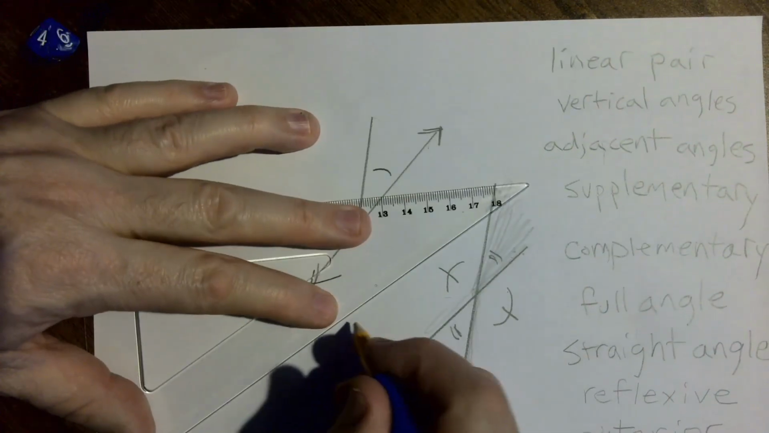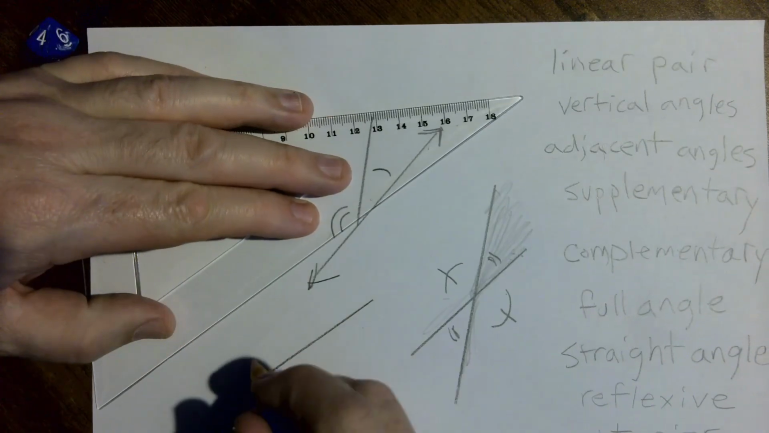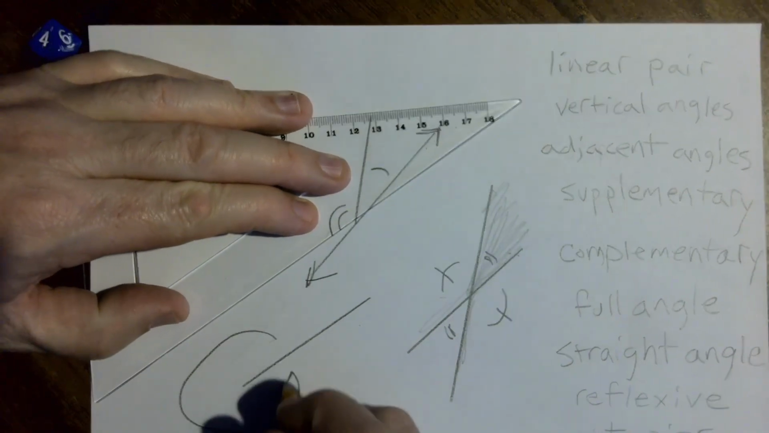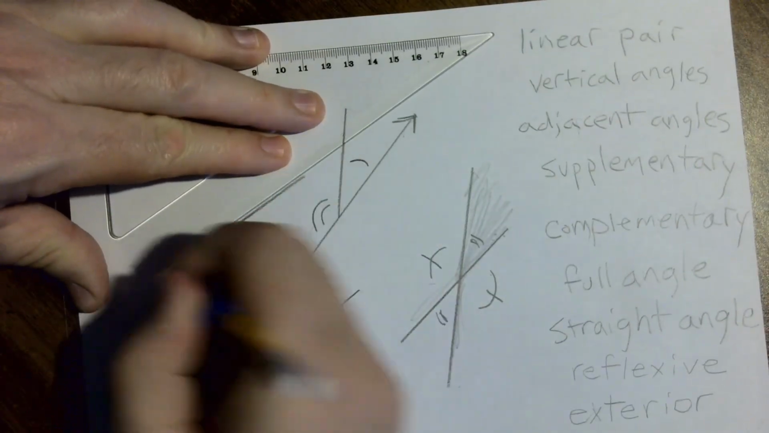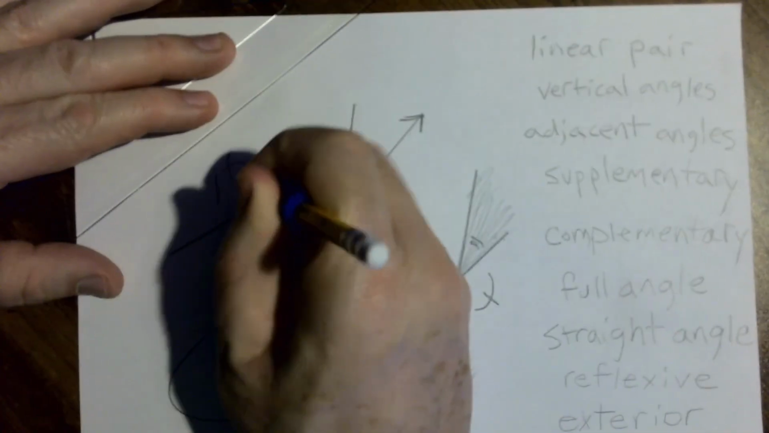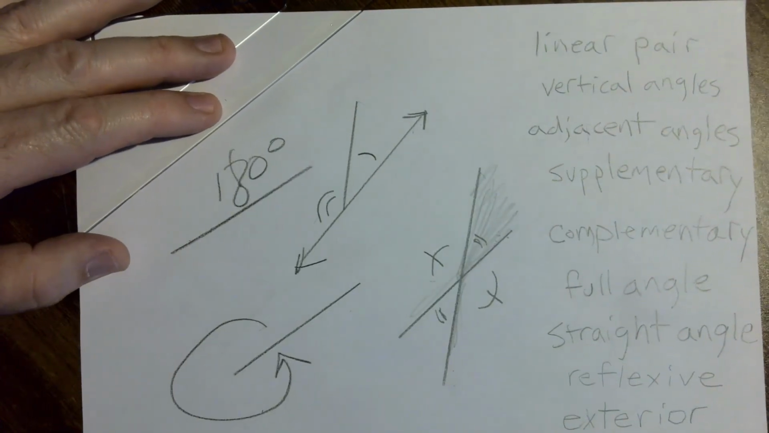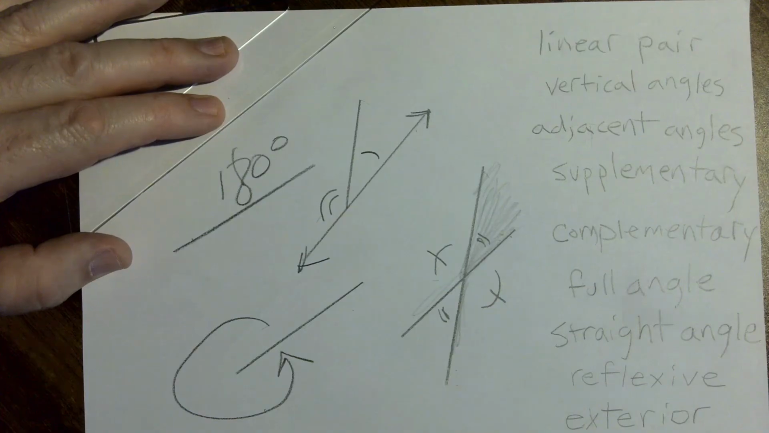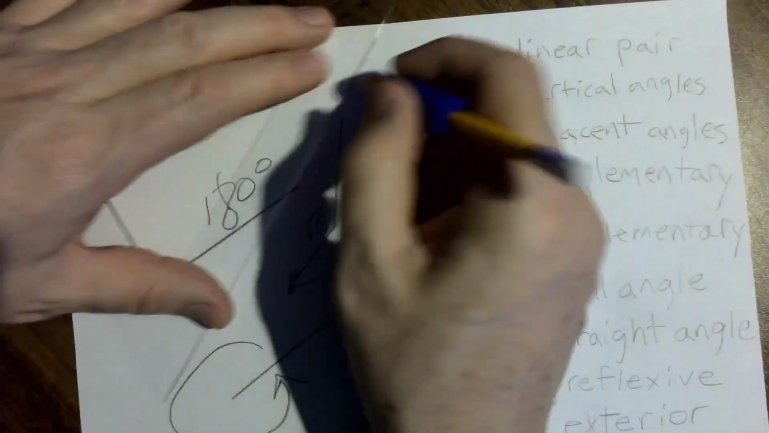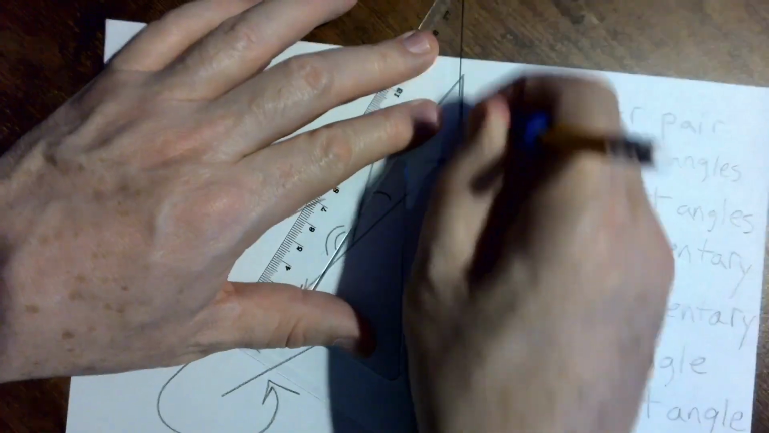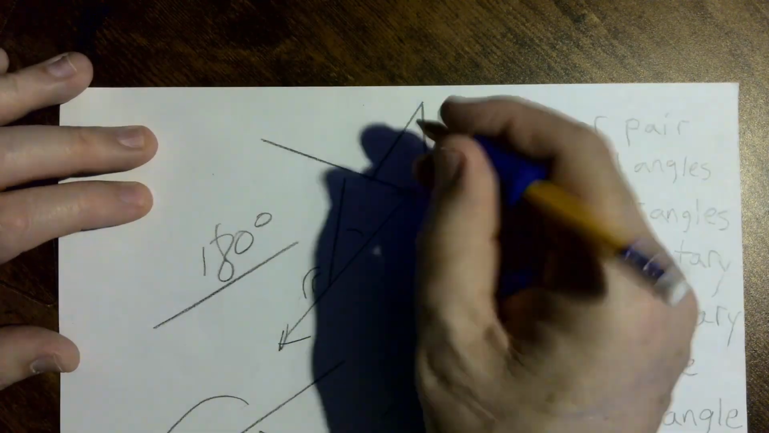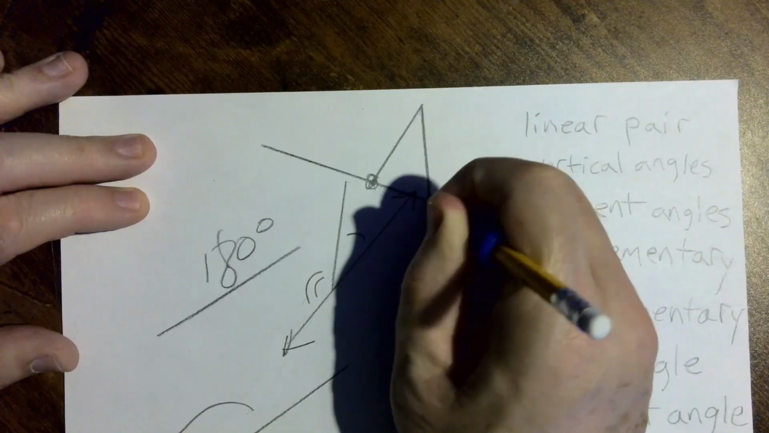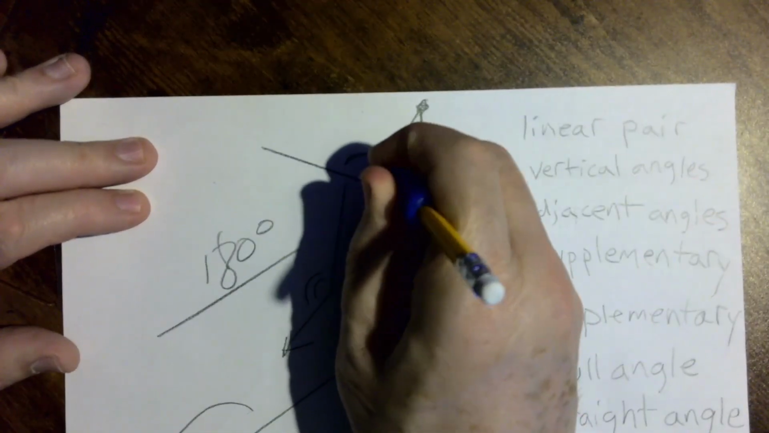A full angle, well, a full angle is 360 all the way around. Straight angle is just that, a straight line, a 180 degree angle. And we have exterior angles. We're talking about trigons. There might be a triangle like this. This would be called an exterior angle.